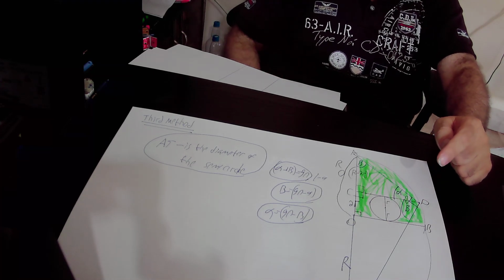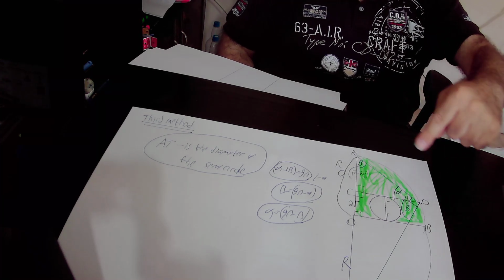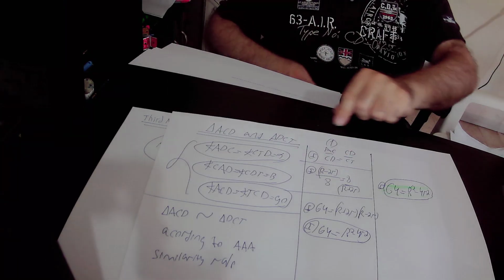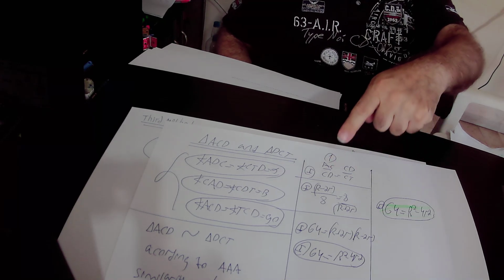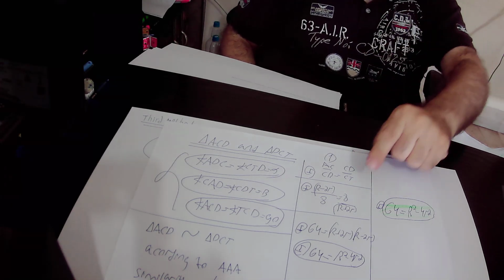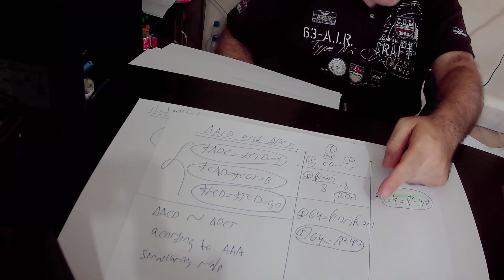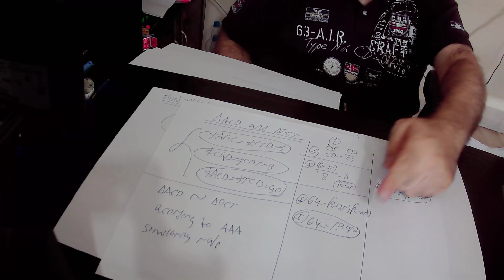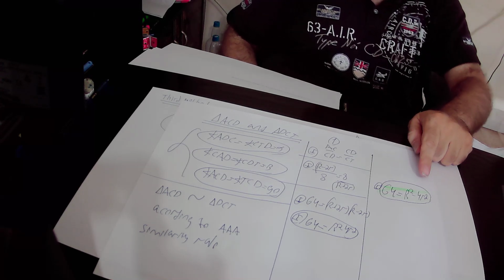And from the fact that they're similar to each other, we conclude that AC over CD equals CD over CT. AC is capital R minus 2R, CD is 8, CT is capital R plus 2R. We cross multiply this equation and found that 64 equals capital R plus 2R times capital R minus 2R. We've already found that this expression equals capital R squared minus 4R squared. So in conclusion, according to equation number 1, 64 equals capital R squared minus 4R squared.